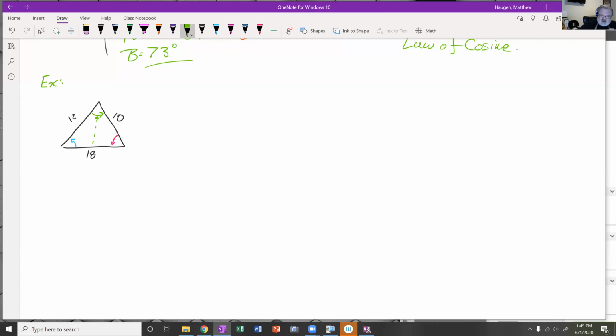So that's a great choice, Nick, it gets it out of the way. We'll be safe. What does the law of cosines tell us? It tells us that 18 squared has to equal 12 squared plus 10 squared minus 2 times 12 times 10 times the cosine of that unknown green angle, which I'm going to call A for arbitrary.